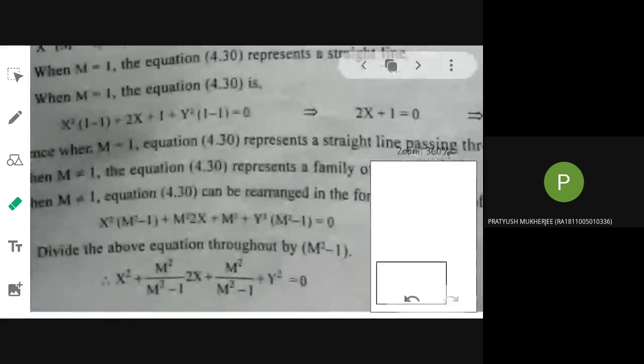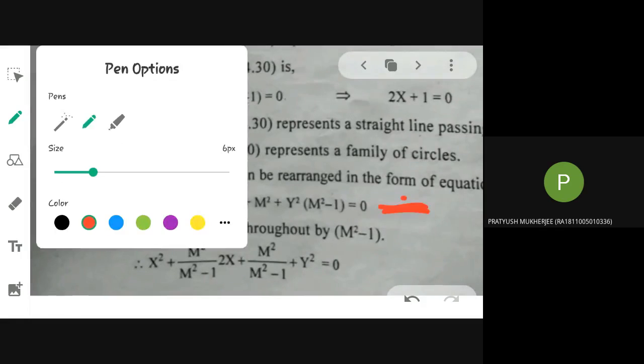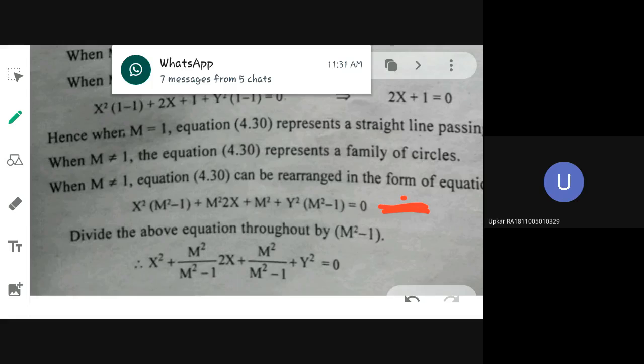Now further. I'm zooming in on this equation. Now that equation is divided by what term? m squared minus 1. So they have divided every term by m squared minus 1. Then you will get this equation: x squared plus m squared divided by m squared minus 1 times 2x plus m squared divided by m squared minus 1 plus y squared is equal to 0. That you have got just by dividing the entire equation by m squared minus 1. I will move on to the next page.